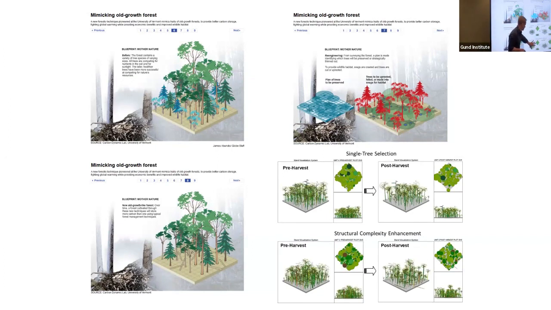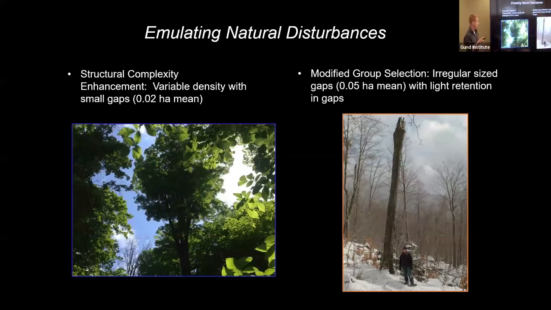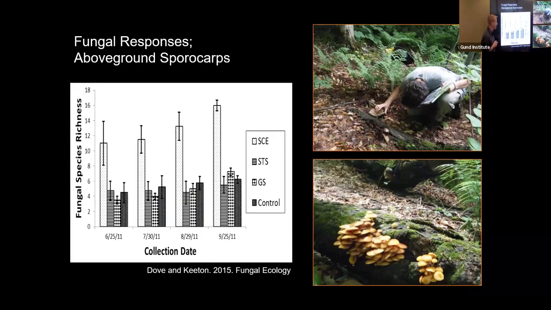And again, this approach is compared alongside single tree selection and group selection, just sort of asking the question, well, what could you do with conventional silviculture if you didn't want to do this? So this idea about emulating natural processes and disturbances was part of the study. So emulating things like gap dynamics that lead to these structural characteristics over time. And we did that a couple of different ways. I'm going to move on.